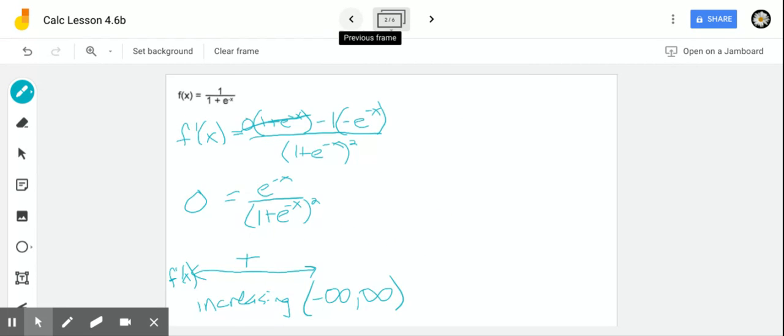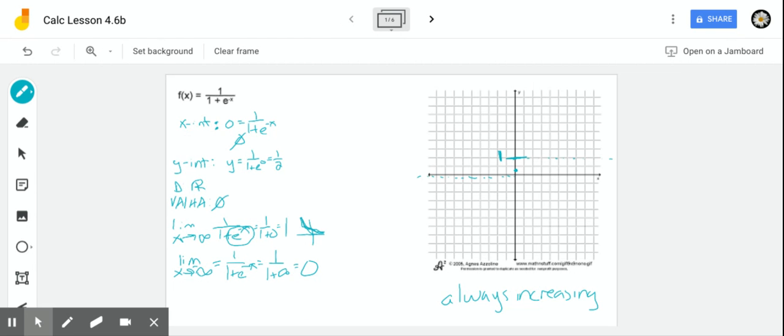So let's go back to our graph. We know that this is an inflection point. It's always increasing, but prior to this, it's concave up. So it looks like that, concave up, and then it switches to concave down. Okay, so that's what this is going to look like. And this is that inflection point.